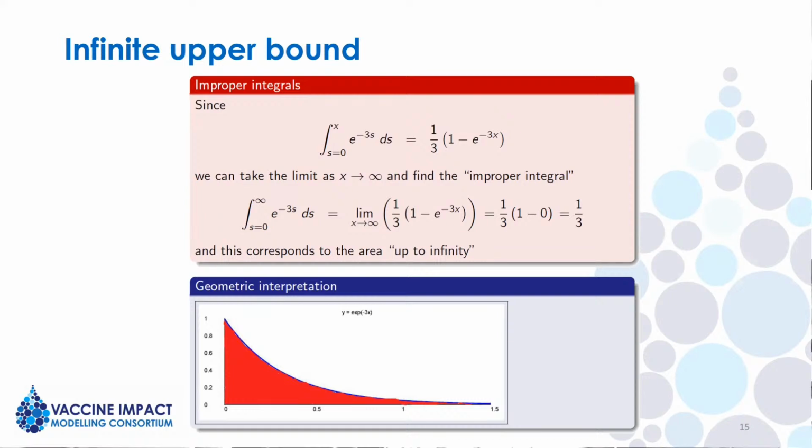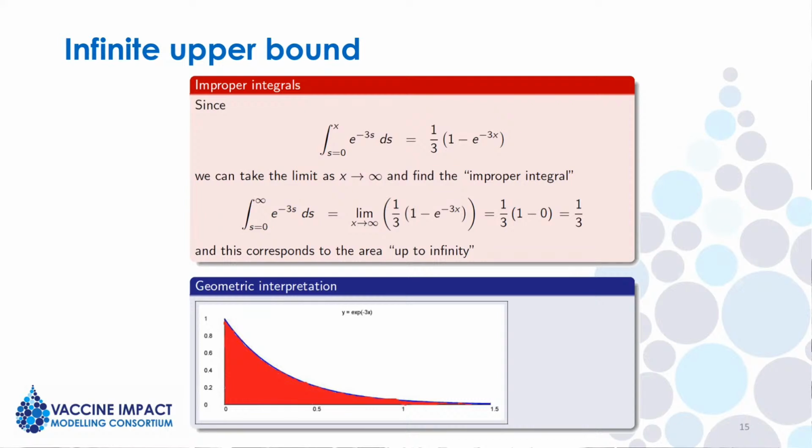What do we mean? We do the same thing that we did before, but we take this limit as x tends to infinity. So as x gets really large, what is our function going to look like? We've got x only appearing here, e to the minus 3x. e to the minus 3 times something massive becomes very close to 0. So it tends towards 0 as x tends towards infinity. Quite nicely, this part disappears. And what we get for our improper integral of e to the minus 3s is that the area under the curve is a third.